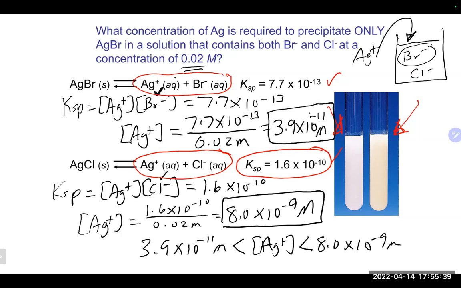So in this case, if the question just asked how much silver you need and which one should come out first, this is the way you could check it. Remember, though, that if they break apart into different numbers of ions, you actually have to do the calculation and then compare it. But here we can directly compare the KSP to help us determine that. Questions on that?